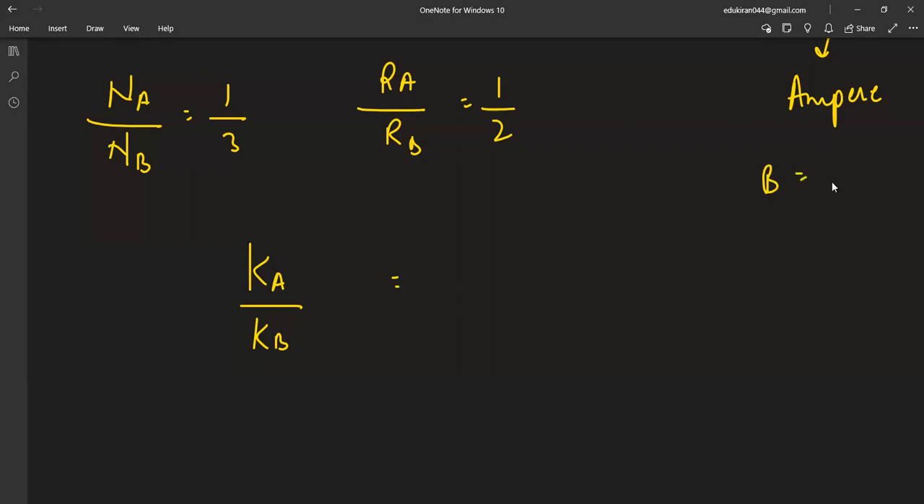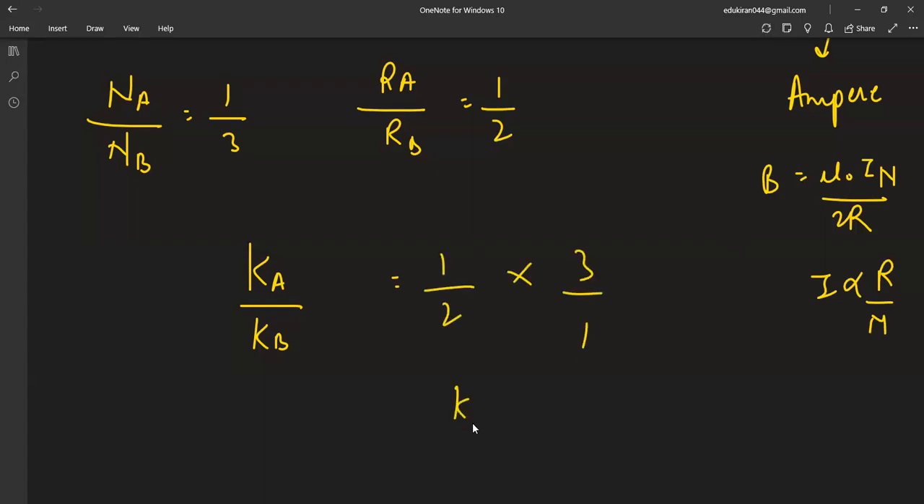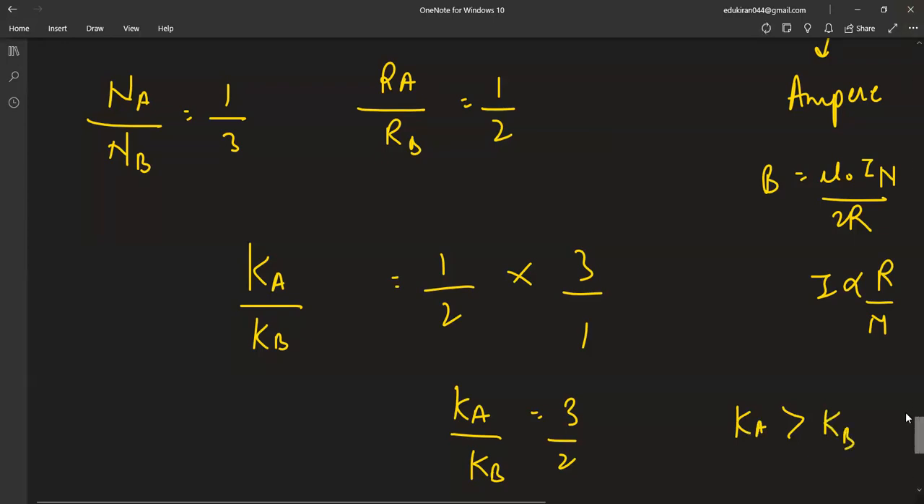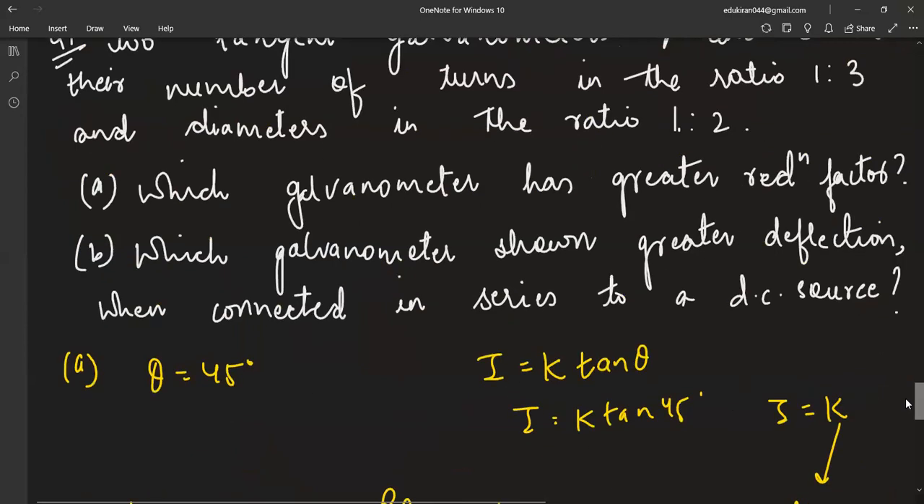B is equal to mu naught I by 2R if you use this formula. So from here you can see the current is directly proportional to R by N. So you can take the ratio R divided by N. So Ka by Kb is 3/2. So clearly you can see Ka is greater than Kb. Again, I am mentioning this is not part of your CBSE syllabus. Please don't revise it for your tests.